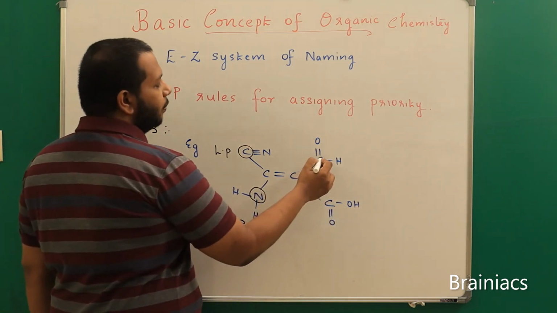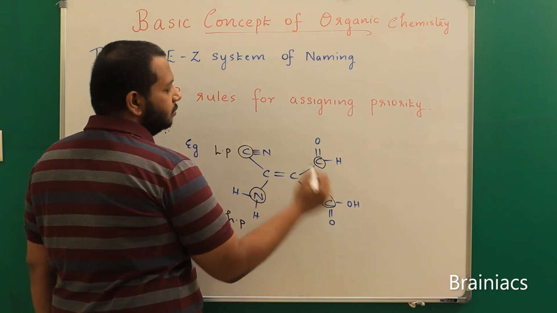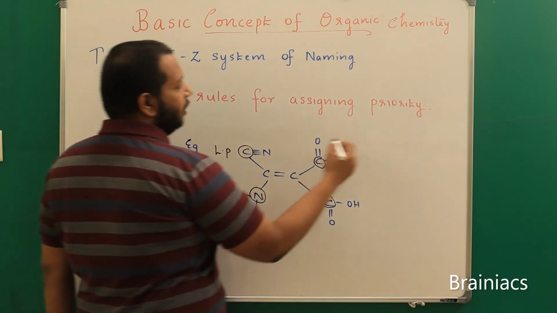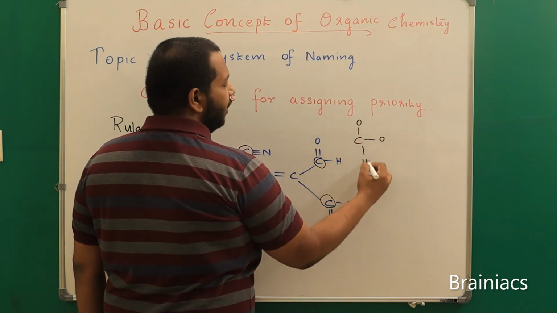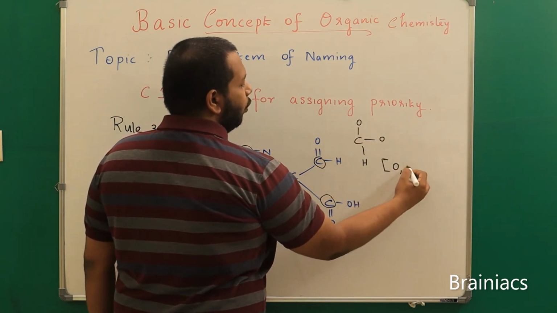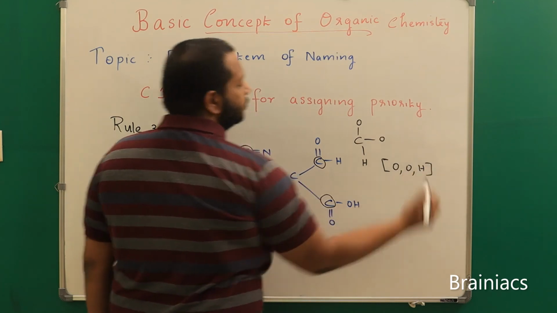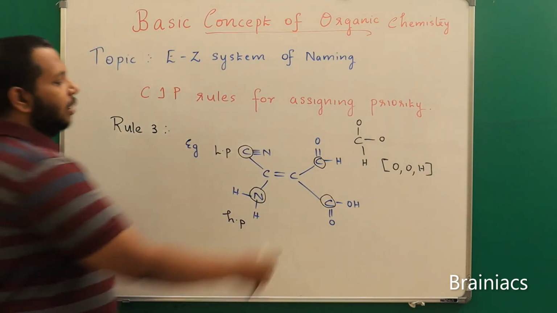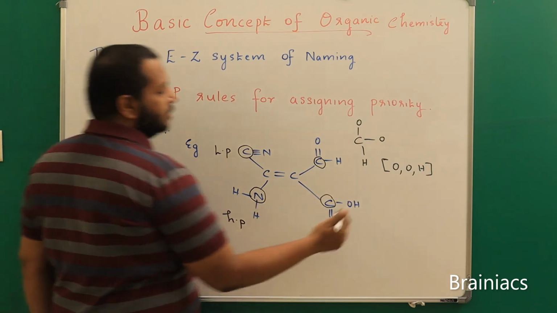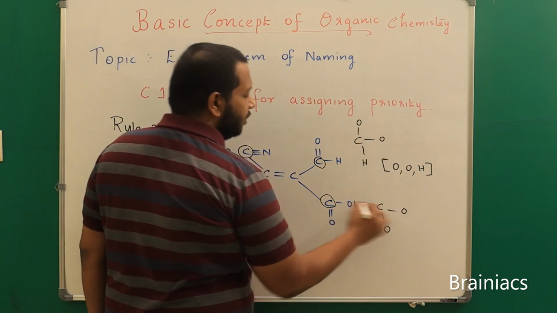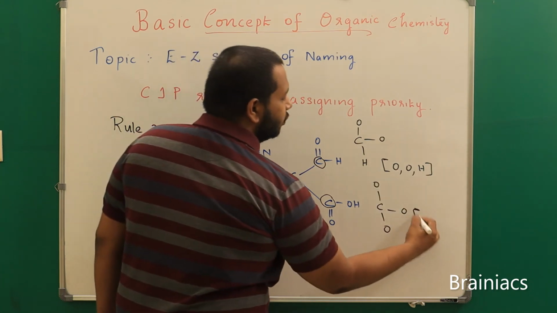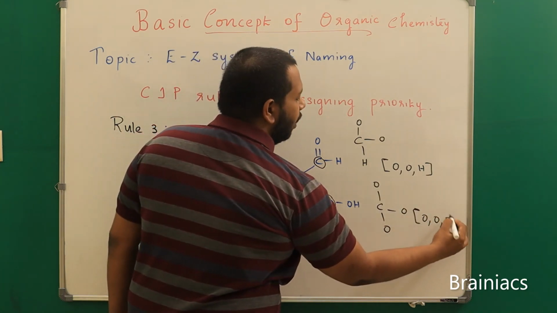Now here I have the problem. Both are carbon atoms. Here it is connected to C double bond O, which means it is connected to 2 oxygen atoms and 1 hydrogen atom. So it should be O, O, H. Now coming to here, C double bond O, OH. That means it is connected to 1 oxygen atom, another oxygen atom, and the third one is also an oxygen atom. So its order should be O, O, O.